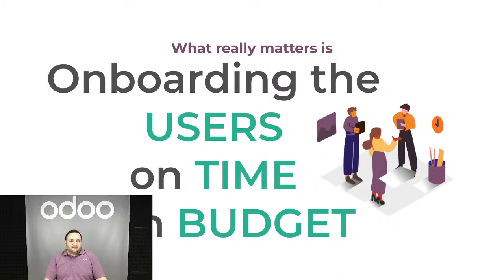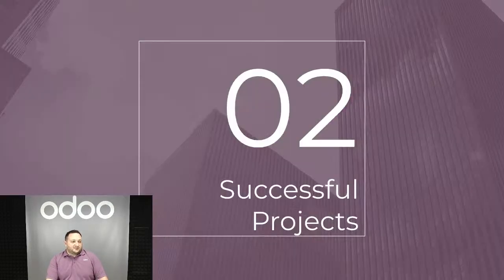So what really matters in the implementation methodology is onboarding the users on time and on budget. Every project has its end users. It has a time, in terms of deadline and implementation time, and a budget, in terms of apps and what we can do. So these are the three important pillars of project implementation.